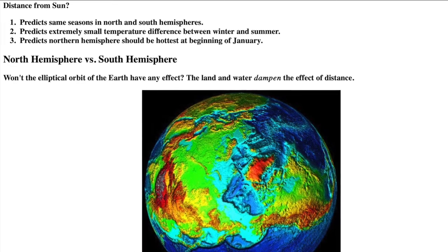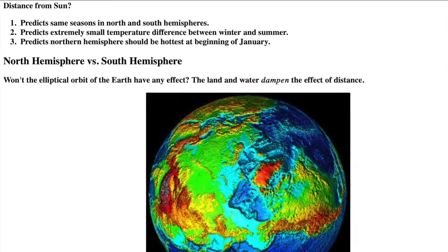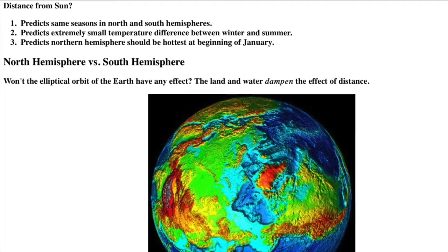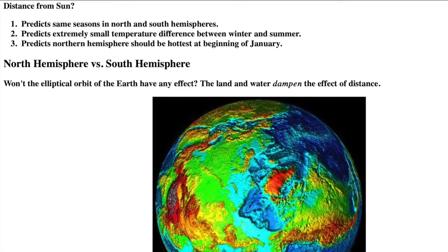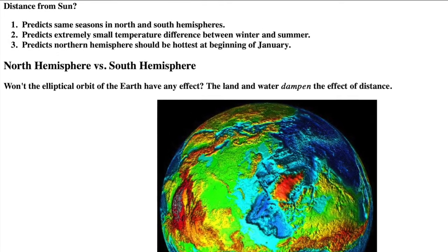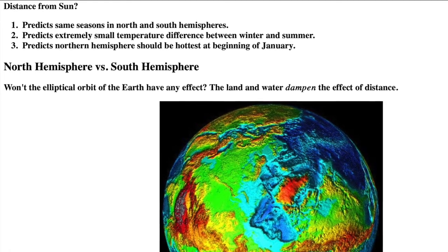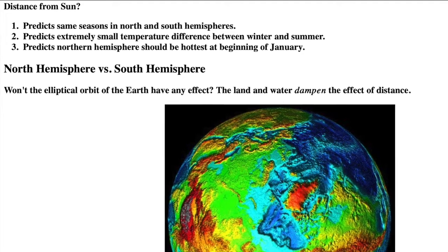Number two, the distance change would cause such a tiny change in the amount of energy we receive from the sun that the temperature change would be less than 1 degree between winter and summer. In reality, the temperature difference is much larger. I run through the calculation in the textbook, so I'll refer you back to that instead of going through the math here.